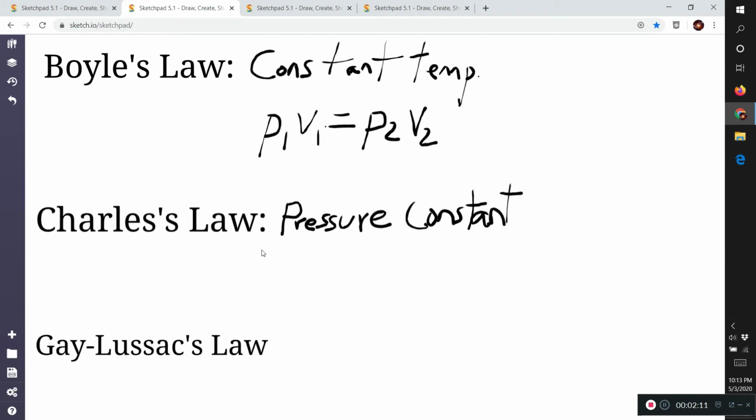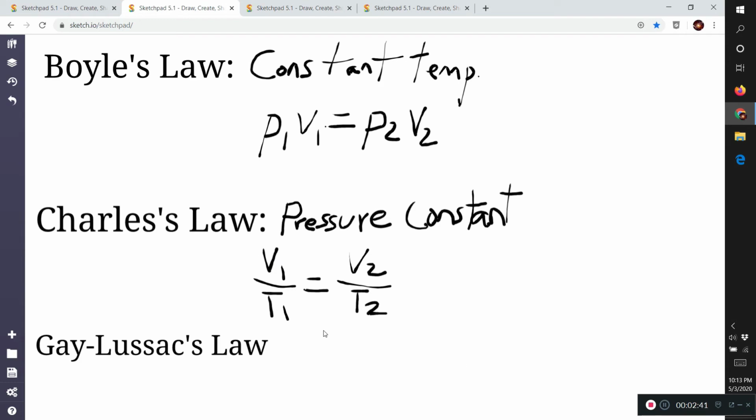And his formula looked like this. Charles' law was V1 over T1, and again, temperature still has to be measured in Kelvin here. It equals V2 over T2. And this is called a direct relationship. As one comes up, the other one has to come up to compensate. So if your volume doubles, your temperature has to double.